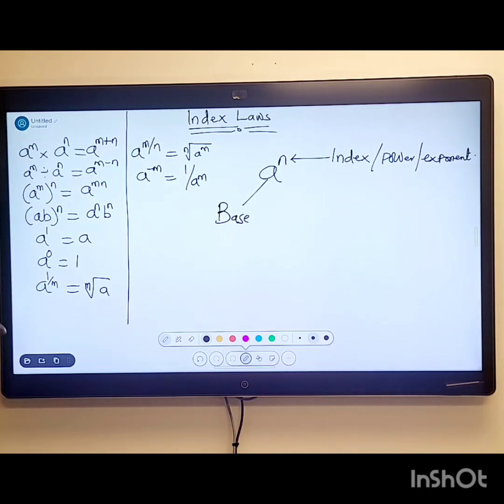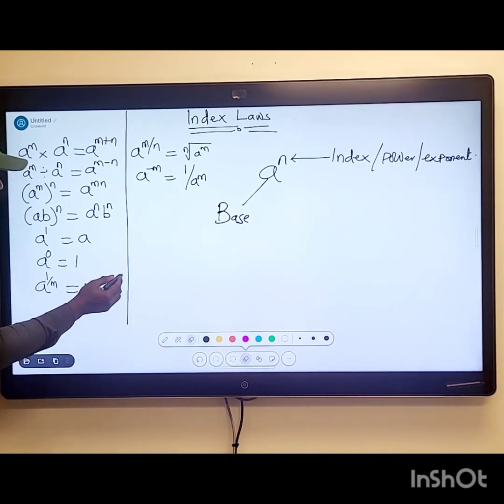Now, students always make mistakes on this part. a raised to power 1 divided by m. The one below is telling you the root, that is, the root of the base raised to power what you have as the numerator. 1 is there, so 1. You know anything raised to power 1 is still going to give you that base back. So you cannot ignore it, you may not leave it out.